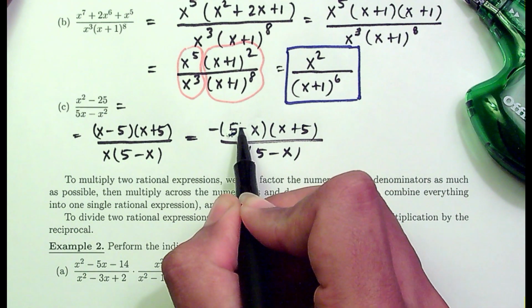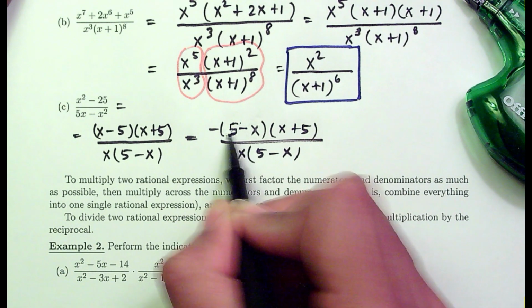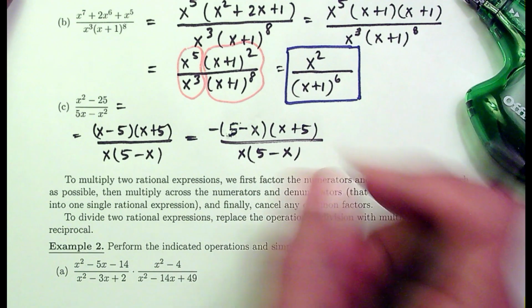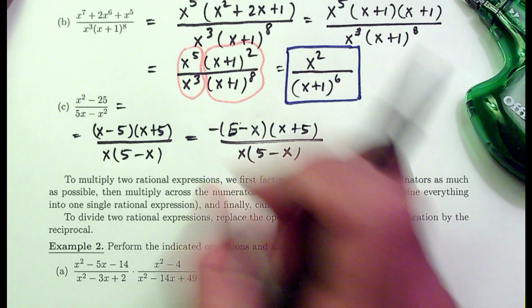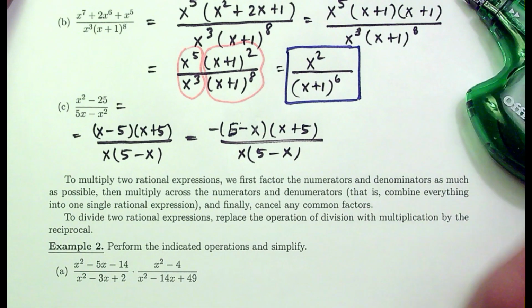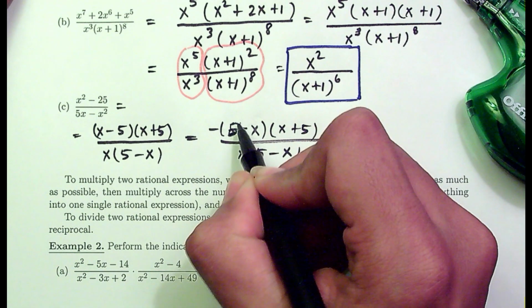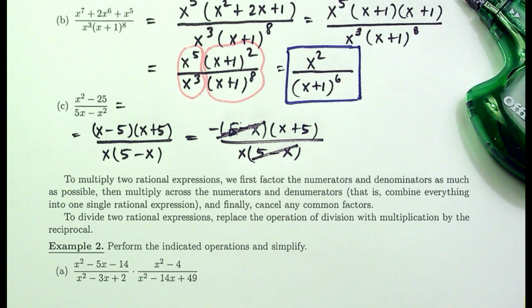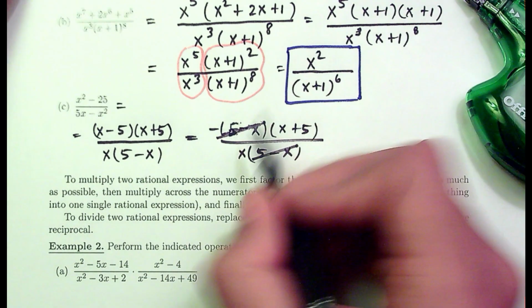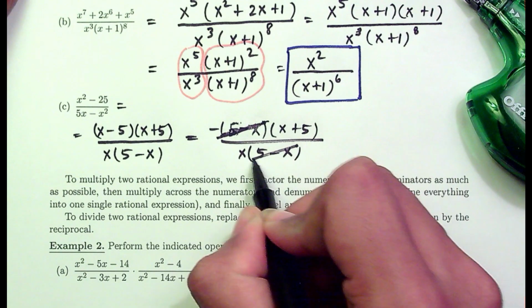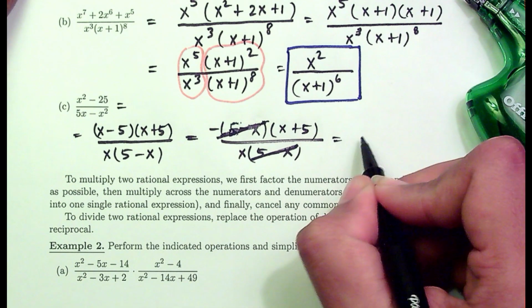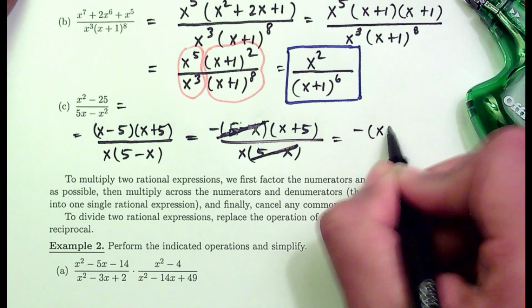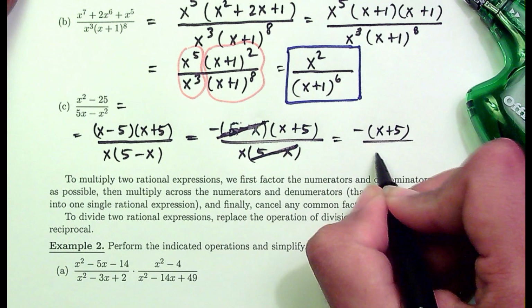And now you can cancel. So this is going to go. This is going to go. That's going to go. These are identical now, so I can cancel them. And then what remains is negative x plus 5 over x.